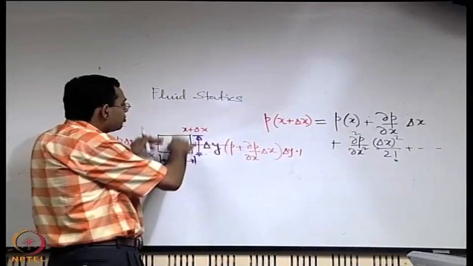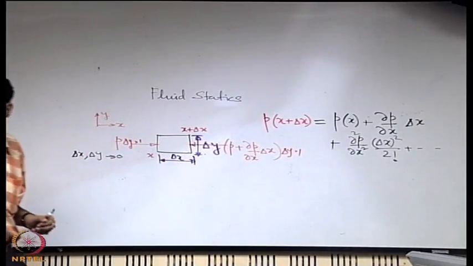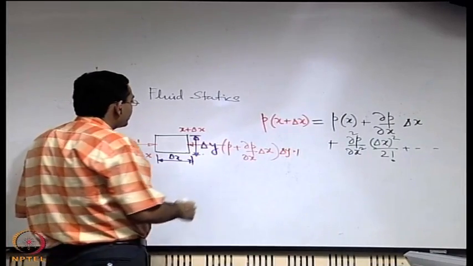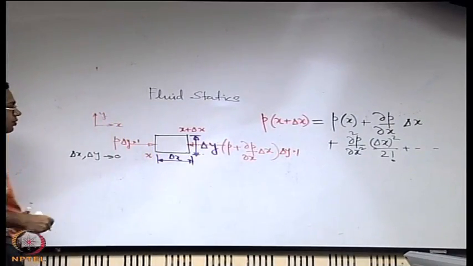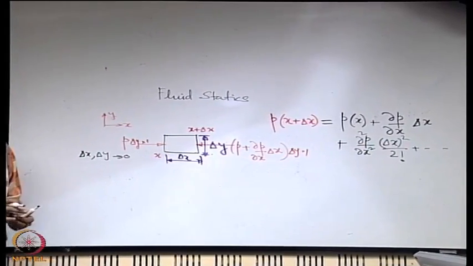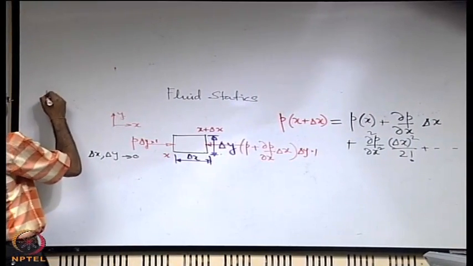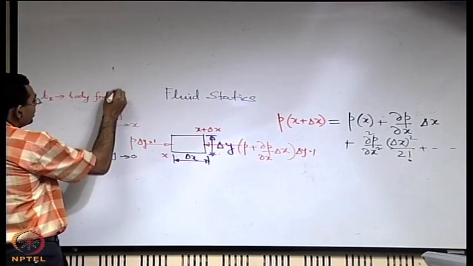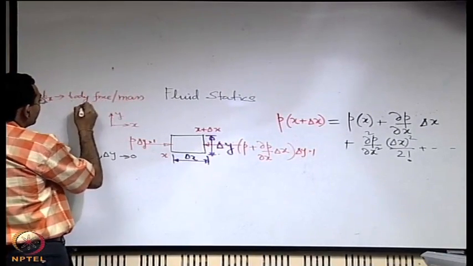Let us say that there is a body force which is also acting on the fluid element. So, let us say that Bx is the body force per unit mass acting along x. So, Bx is the body force per unit mass along x.